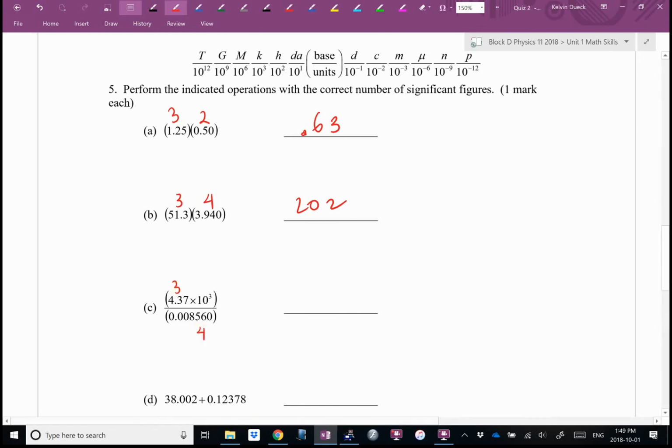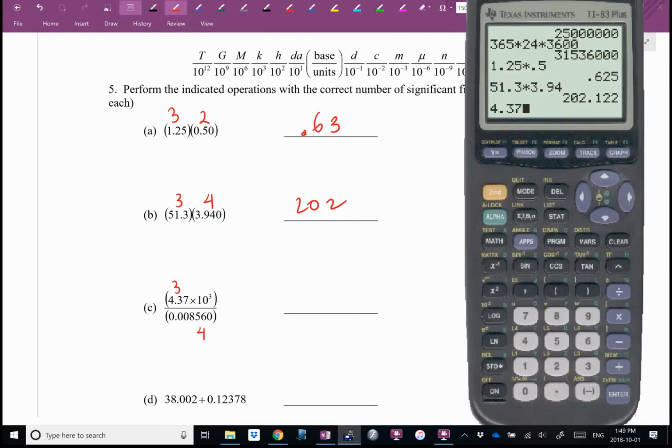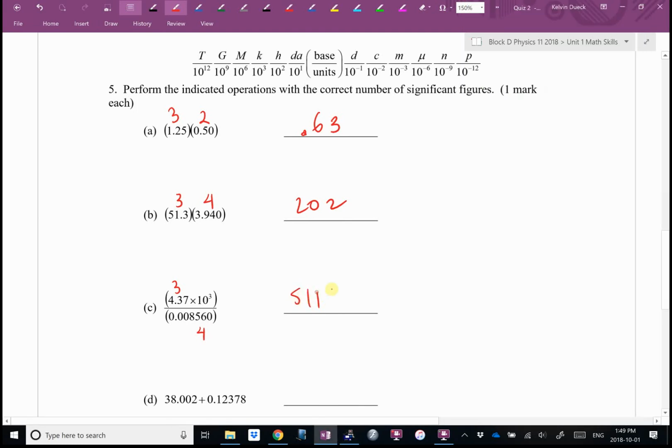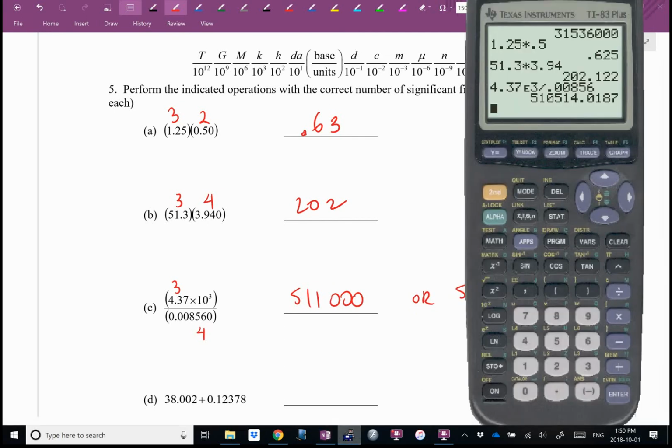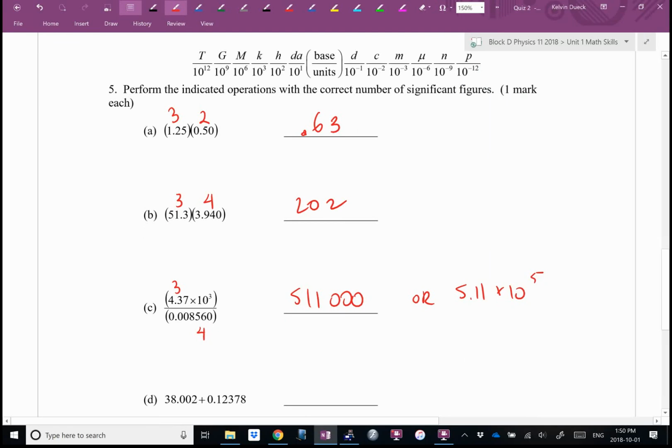3 sig figs, 4 sig figs. I'm going to go to 3 sig figs. 0.856. 3 sig figs. This 0 right here, is it going to stay a 0 or become a 1? So it's going to be 511, but then I have to fill in the remaining zeros. Or you could have written 5.11 times 10 to the fifth. Yeah, the advantage with scientific notation is you can tell at a glance that this is 3 sig figs. It's easier to count the sig figs.